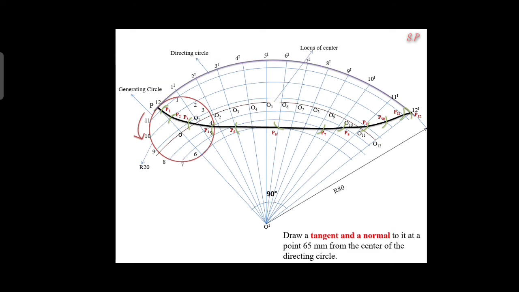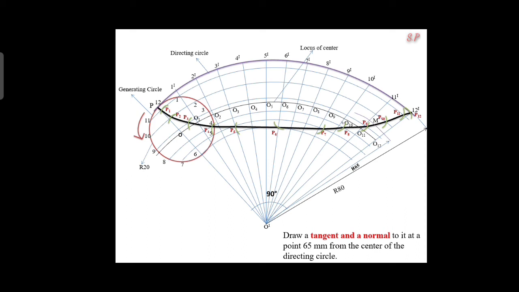In this problem we are going to discuss how to draw a tangent and normal. Draw a tangent and a normal to it at a point 65 mm from the center of the directing circle. So from the point O dash you take 65 mm distance and draw the arc on the hypocycloid curve. The point where the arc intersects our hypocycloid is M. Now M is the center and 20 mm is the radius.